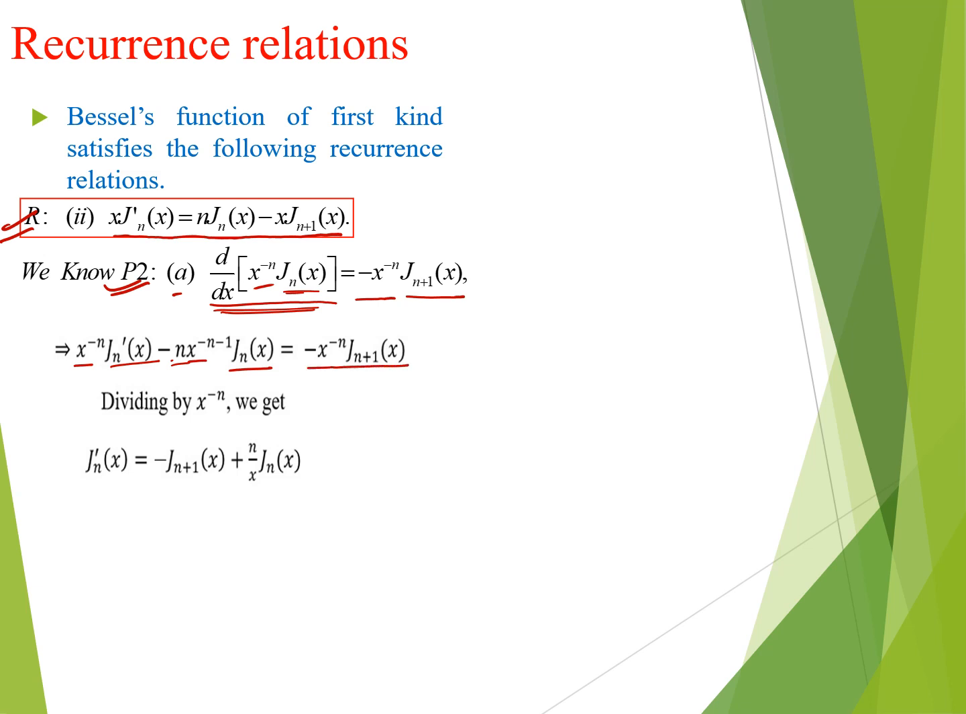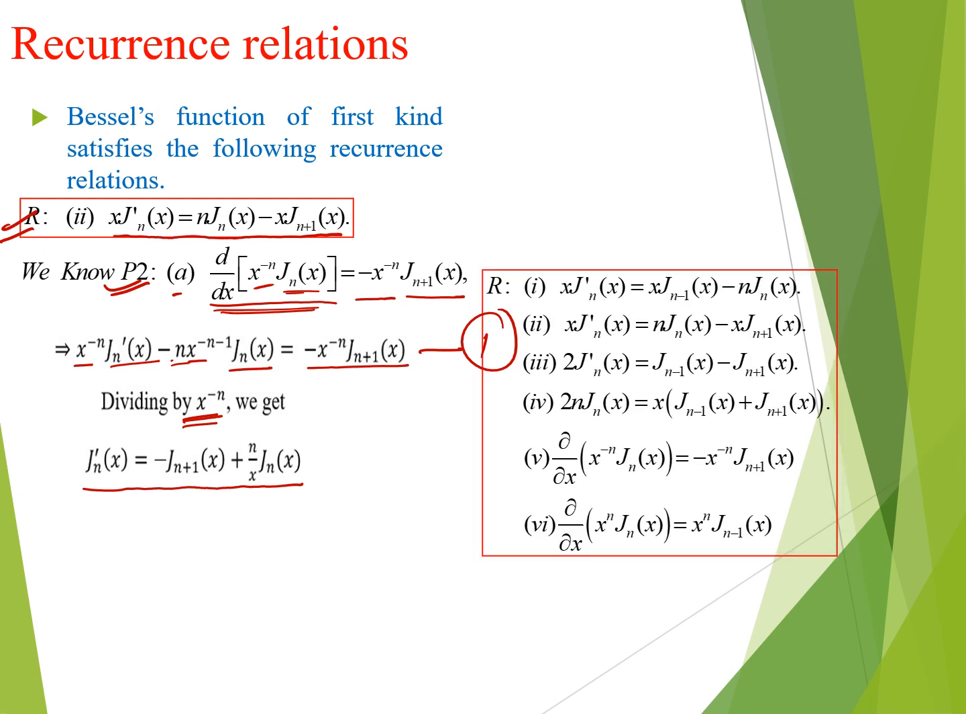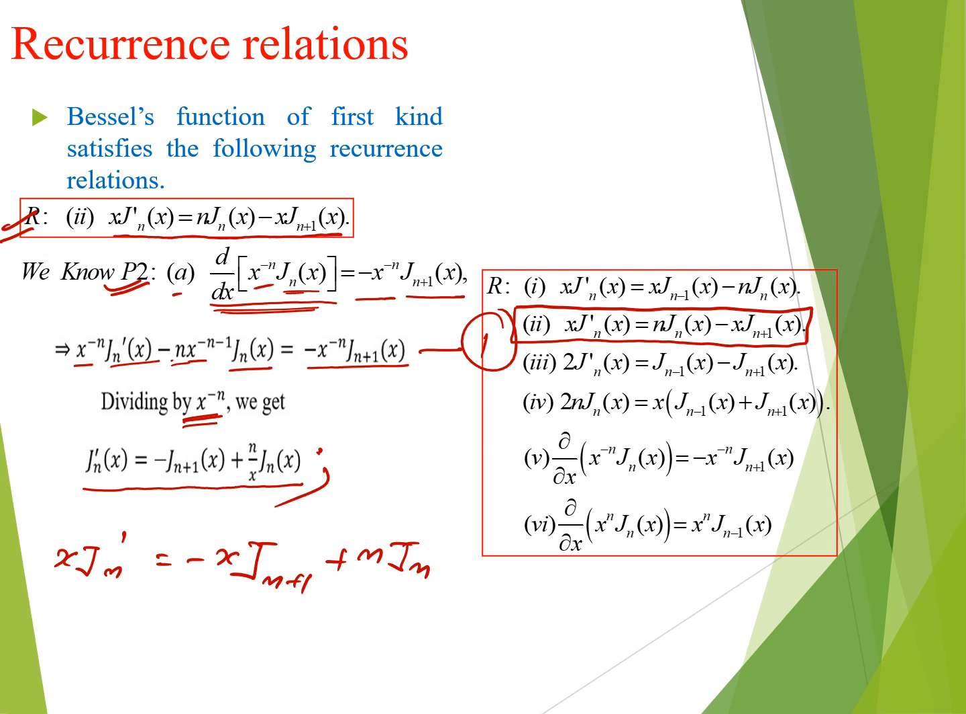Now again, in the first we divided by x to the power n, in the second we are going to divide by x to the power minus n on both sides. This equation 1, again divided by x to the power minus n, gives Jn dash is equal to minus J n plus 1 plus n by x Jn, which is the second recurrence formula when we multiply the complete term by x. When we multiply with x, we get x Jn dash is equal to minus x J of n plus 1 plus n Jn. So this is the second recurrence formula.